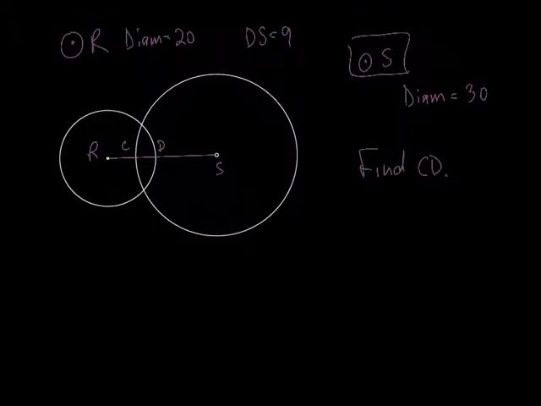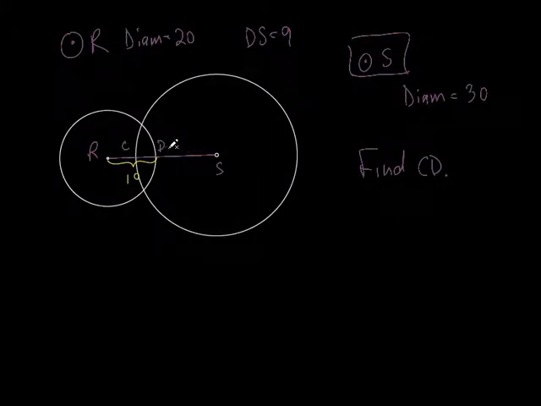Alright, let's start putting some stuff in here and see what we get. The diameter of circle R, this little one right here, is 20. So what can we find if I know the diameter is 20? I know the radius, right? So I know RD. What would RD be equal to? 10. Alright, so we'll just put that right in there. Does that make sense? And DS is 9, right? That little bit right there.